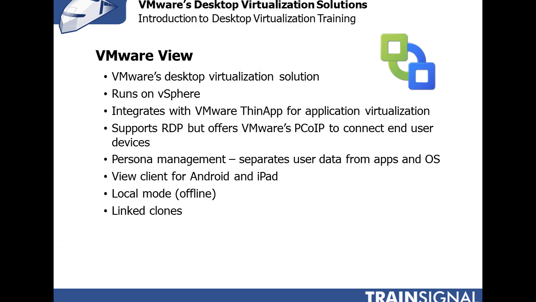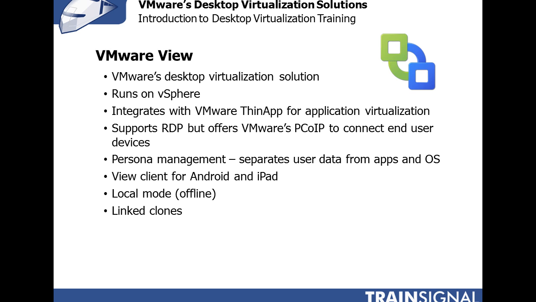VMware View is VMware's desktop virtualization solution. That's the logo for it right over there, by the way, the new logo. It is a desktop virtualization solution for large enterprises. Its sweet spot is really the largest of the enterprises out there. It does run on top of VMware vSphere. It requires VMware vSphere to be the hypervisor underneath.